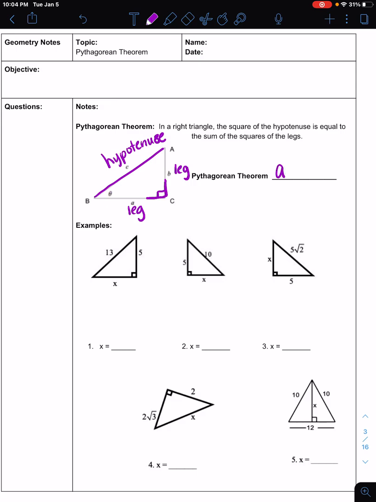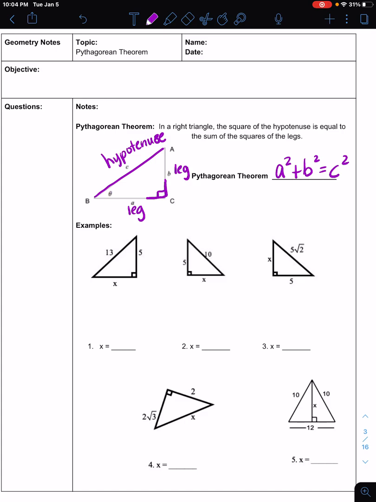So Pythagorean theorem is A squared plus B squared is equal to C squared, where C is always the hypotenuse. Okay, the square of the hypotenuse, C, is equal to the sum of the squares of the two legs, A squared plus B squared.